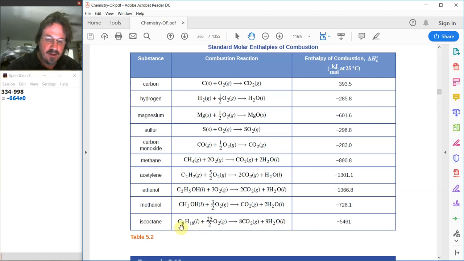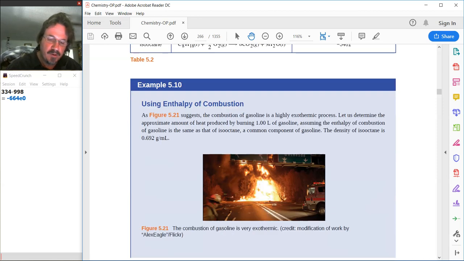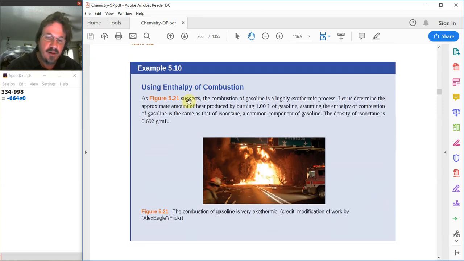Here's the chemical reaction. For 1 mole of gasoline or isooctane, which is C8H18, combining it with oxygen, I get the products of CO2 and water. As it's written there, negative 5461 kilojoules per mole. Per mole of what? Again, it's per 1 mole of isooctane, or it's per 25 halves moles of oxygen, or it's for producing per 8 moles of CO2, etc., etc. Okay, so how am I going to do that? They want me to calculate, well, let's determine, the approximate amount of heat.